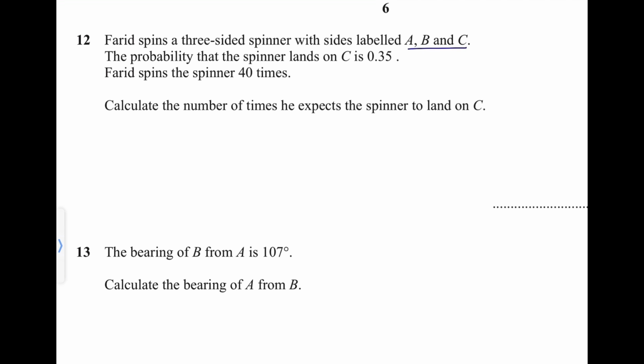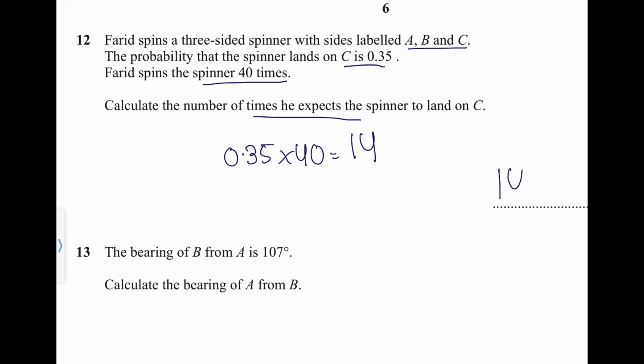C. So he's spinning a spinner. The probability that the spinner lands on C is 0.35. Farid spins the spinner 40 times. Find the number of times that he would expect the spinner to land on C. So it's pretty simple, if one time you can get 0.35, so you just multiply it by 40. 40 into 0.35, which is 14. So you would get it 14 times.